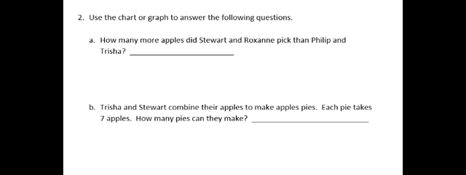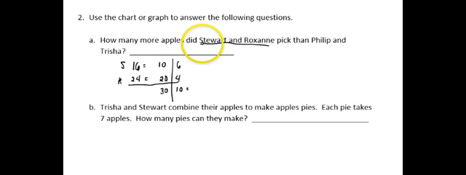In the next section, we're going to use either the chart or the graph to answer a couple of questions. The first question says, how many more apples did Stuart and Roxanne pick than Philip and Tricia? So first we'll find out the total for Stuart and Roxanne. So Stuart picked 16, Roxanne picked 24, and again I'm going to use expanded form addition to find their total. So I broke each number apart in expanded form. I'll add my ones. 6 and 4 is 10, 10 and 20 is 30. Combine these two for a total of 40. So that's Stuart and Roxanne.